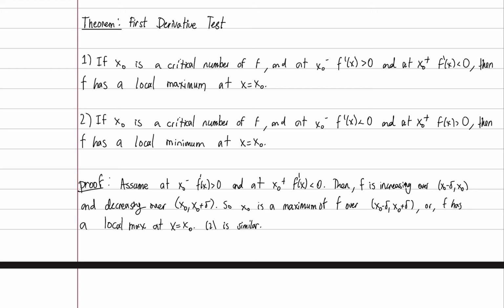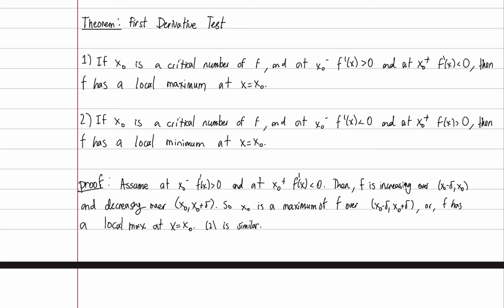Okay, so the first part is that if x naught is a critical number of f, and to the left of x naught, in some left delta neighborhood, f prime is positive, and to the right of x naught, f prime is negative, then f has a local maximum at x equals x naught. This is just saying that if x naught is a critical number of f, and f prime changes sign from positive to negative at x naught, f has a local maximum.